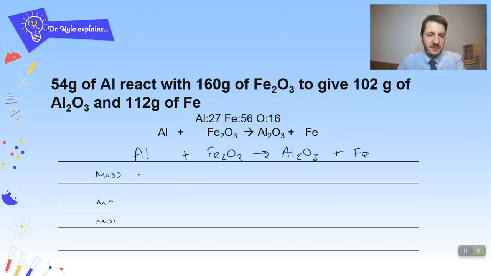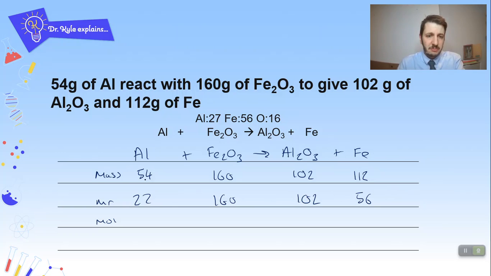Then 54 grams up the top here, 160 grams just here. We've got 102 grams of this one, and we've got 112 grams of iron. Okay, then your Mrs. So if you're not sure how to work out Mr, please do go through my other videos on how to calculate formula mass before you carry on. Mr of aluminium is 27. Iron oxide is 160. This one is 102, and this one is 56.